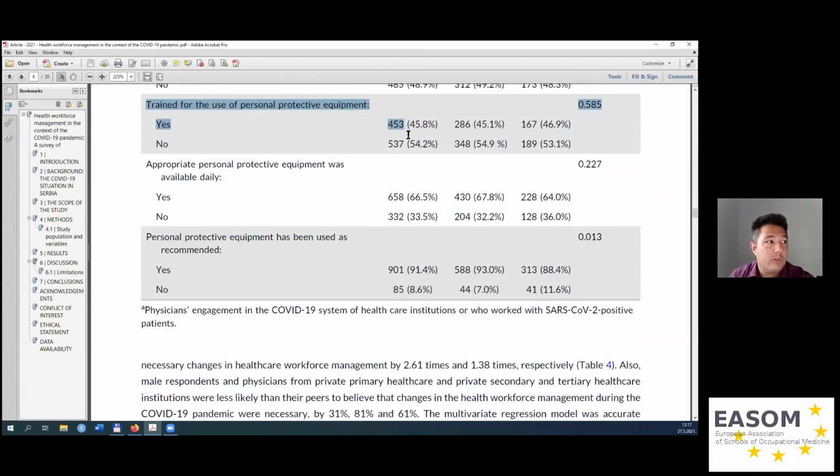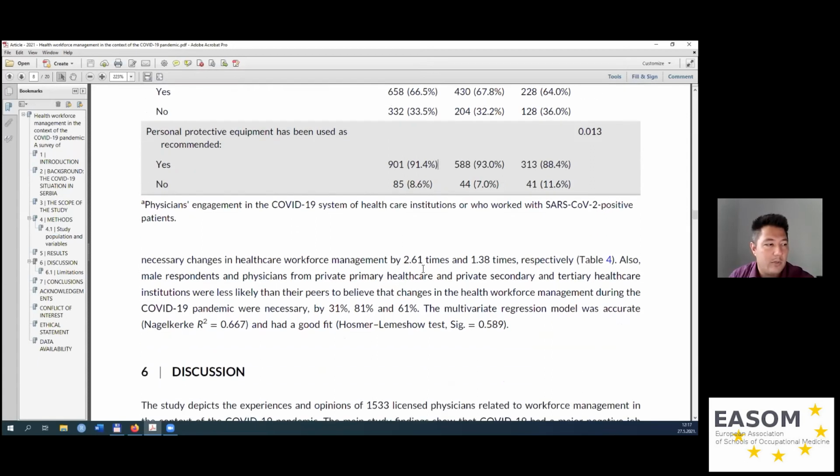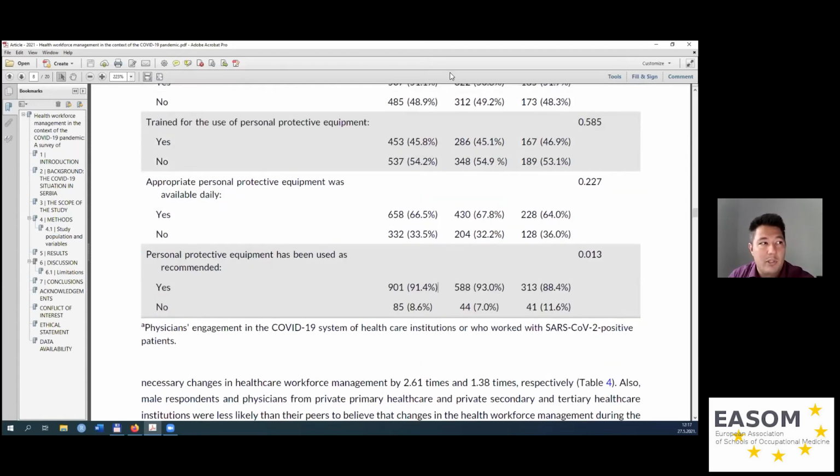Were you trained to use personal protective equipment? Only 45% said yes. Was equipment available daily? Only 66% said yes. And if used as recommended, yes, they used it, but obviously when it was available. I don't see there was any room for complaining at that time.